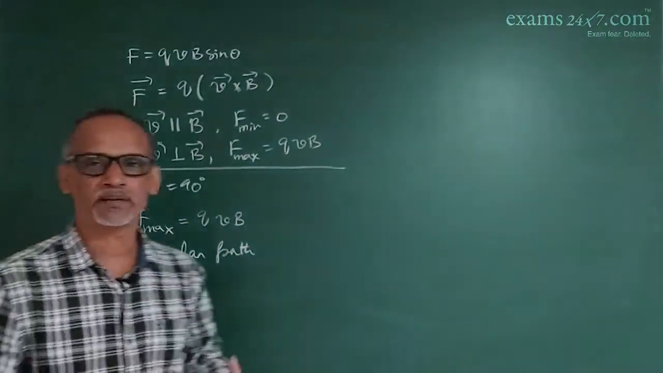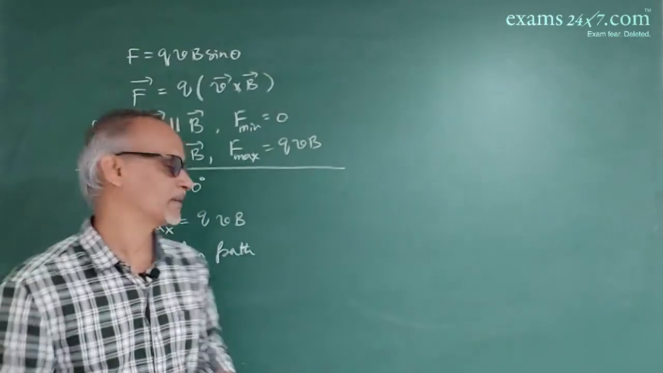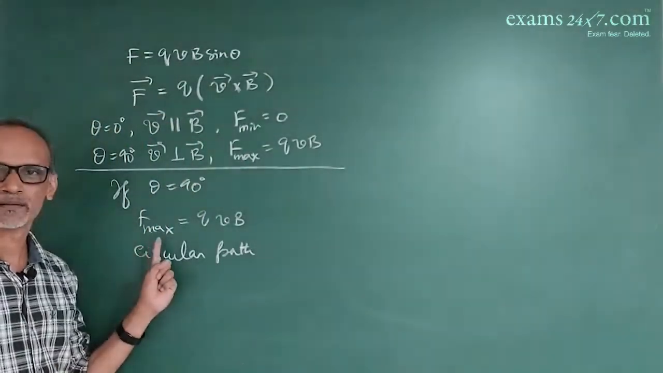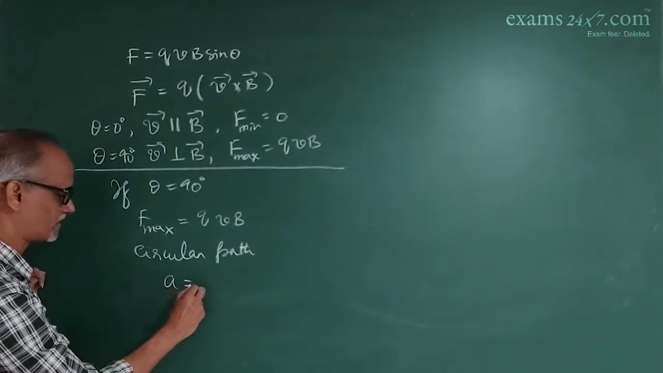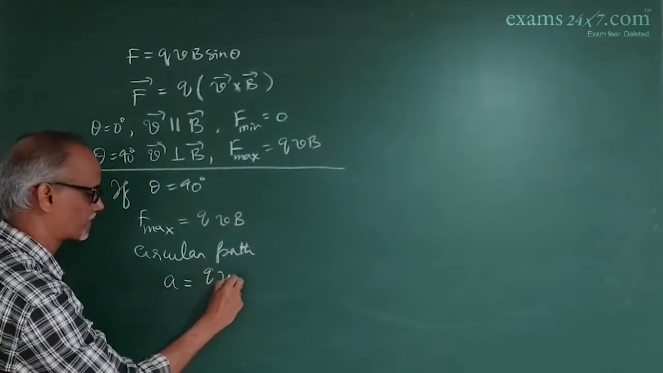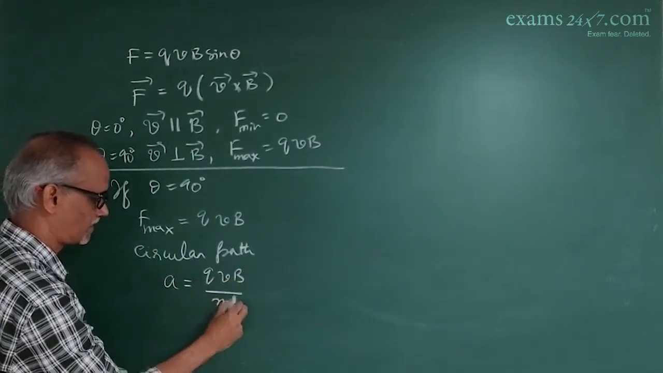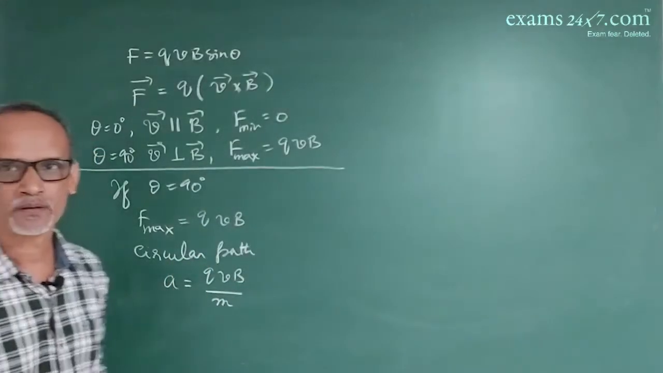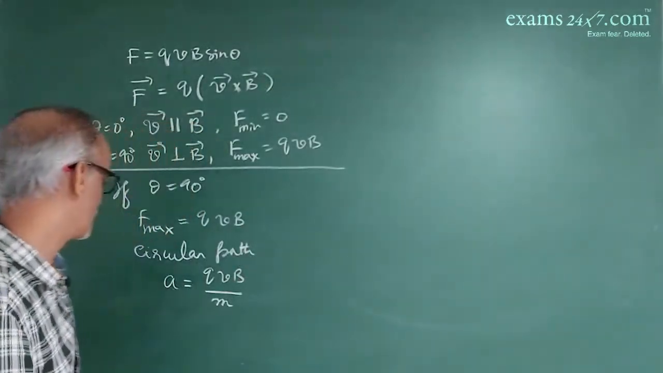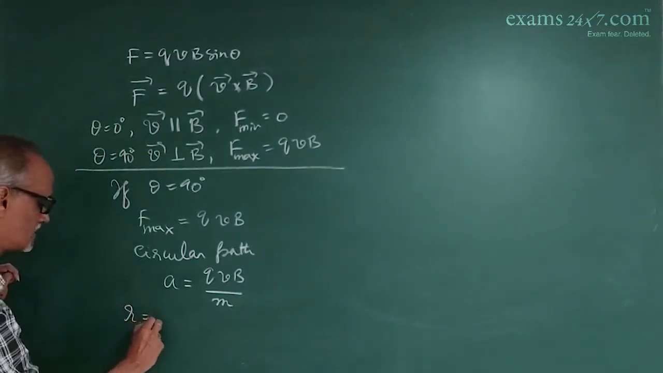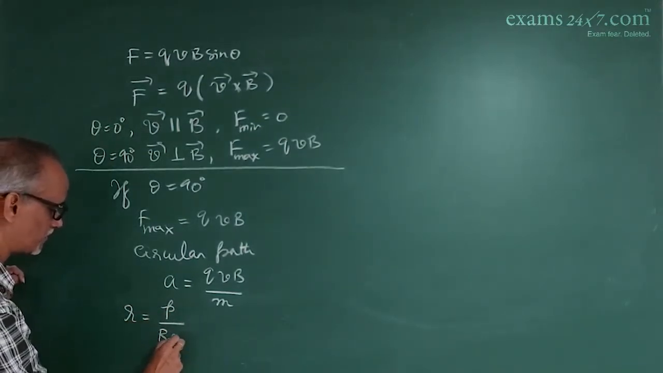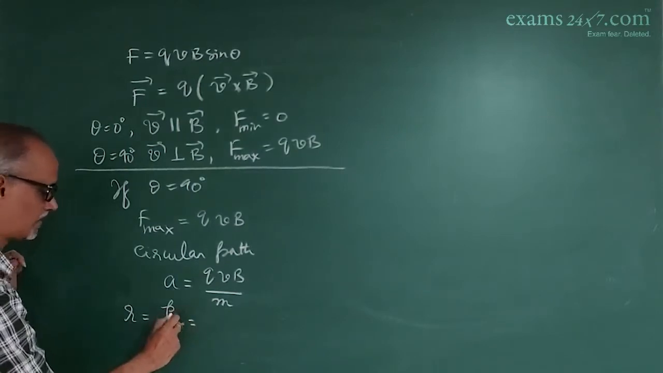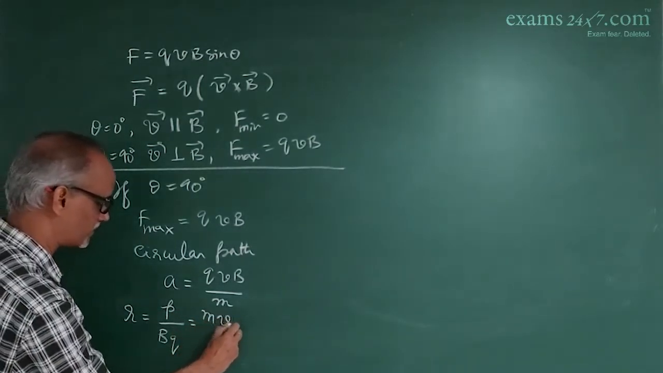And for the circular path, it requires a centripetal force, and that centripetal force is provided by the magnetic force. We can find the acceleration of it. a is equal to qvB by m. And when it describes a circular path, the radius of the circular path r is given by p by BQ. p is the momentum, which is mv by BQ.